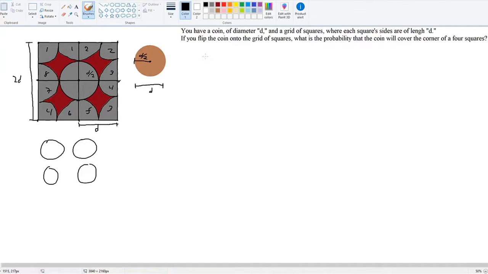So the area of these shaded regions is equal to 4 times the area of this coin, or area of a circle with d over 2 radius. So that's going to be 4 times pi r squared, or 4 times pi times d over 2 squared, which is going to be equal to 4 pi d squared over 4, and the 4s are going to cancel out to give us pi d squared.